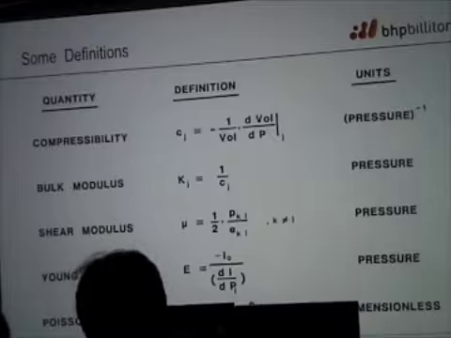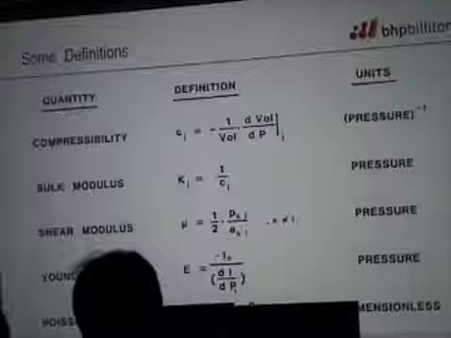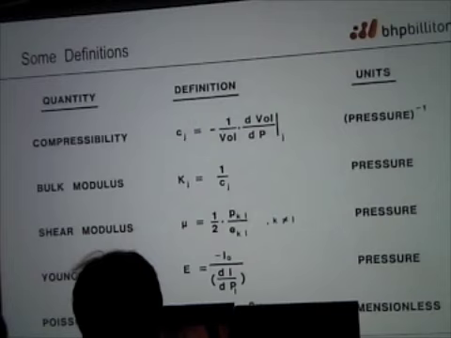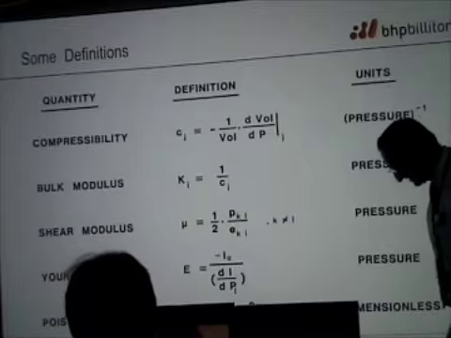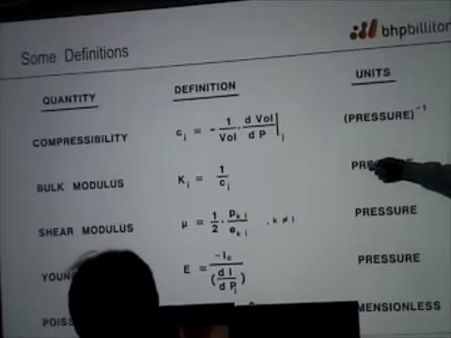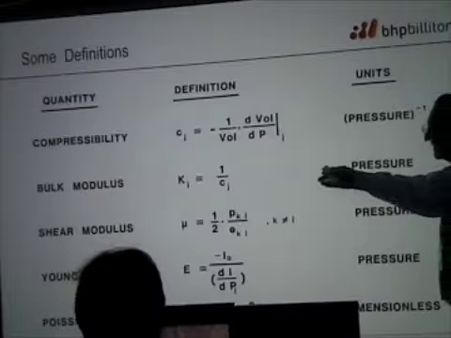You'll see compressibilities often quoted by engineers in terms of microsips, because that is supposed to be for inverse PSI, 10 to the minus 6 inverse PSI. So if you see something like that, it's a sip. Just don't worry about it too much.